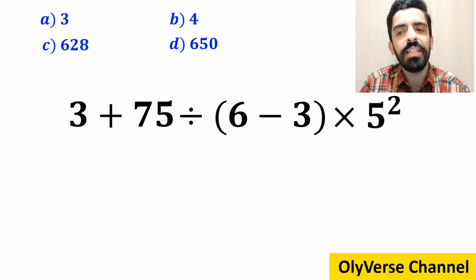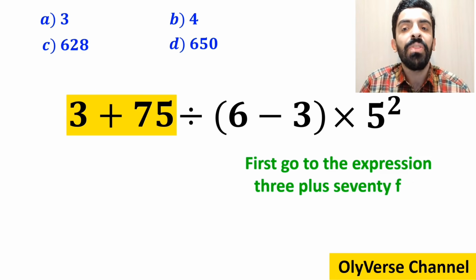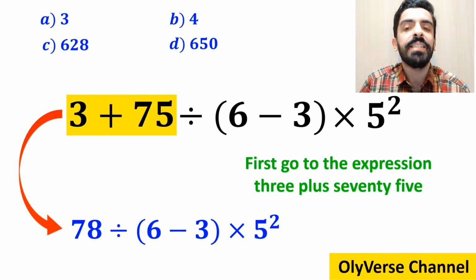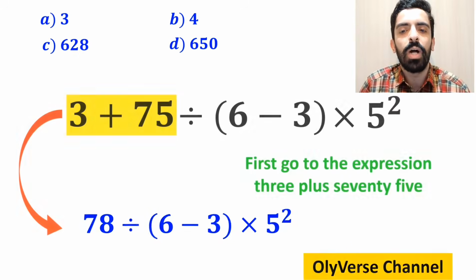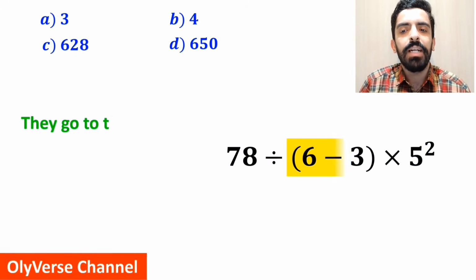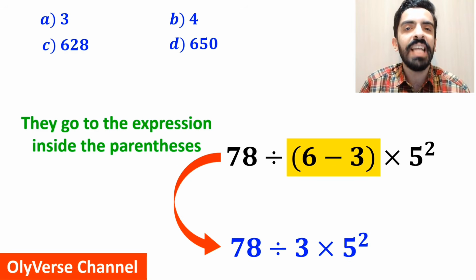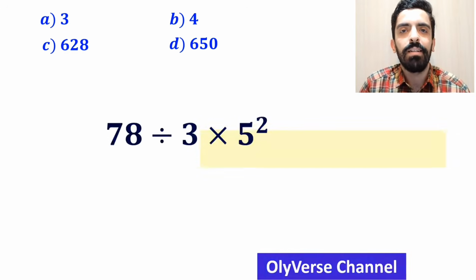Many people, when solving this question, first go to the expression 3 + 75, and instead of this expression, they write 78 ÷ (6 − 3) × 5². And the next step, they go to the expression inside the parentheses and simplify it to 78 ÷ 3 × 5².